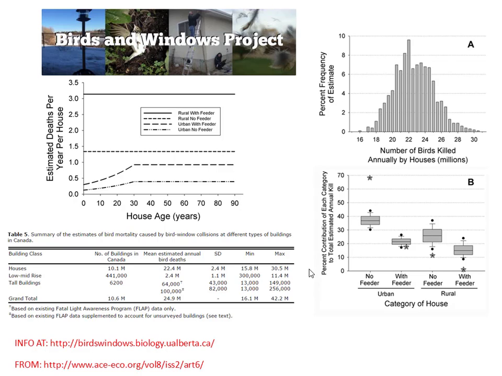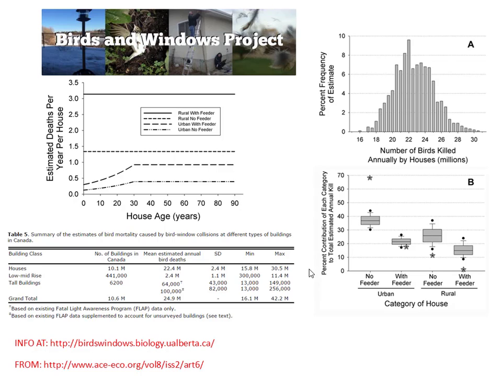We found that rural areas had higher collisions. Rural areas with bird feeders had even higher collisions. Urban houses, as the houses got older, they got more collisions, and feeders were a big influence. What we can do with that, though, is take those patterns and look at, okay, well, what's the big magnitude?